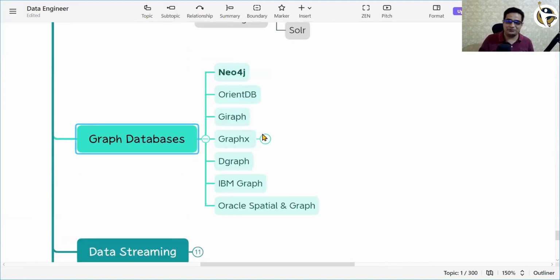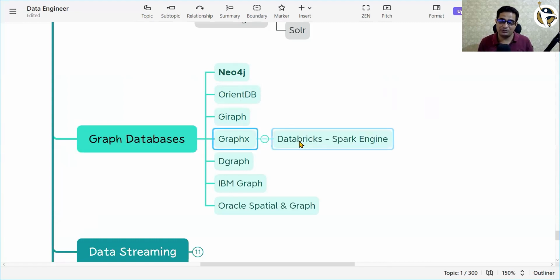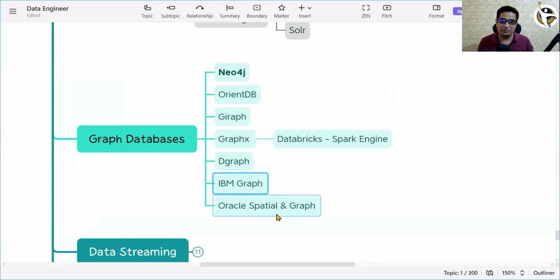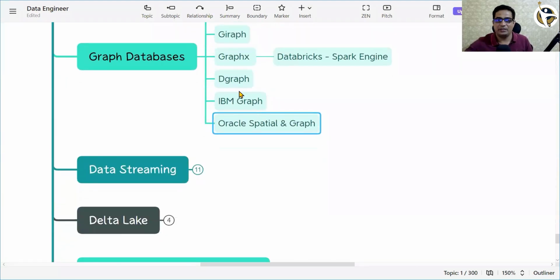Then we see lots of graphs, and there are certain use cases, like from one coordinate to another coordinate, how to travel the shortest path, and many other solutions where graph databases are used extensively in the industry. That's where Neo4j is a very popular graph database. OrientDB, Giraph is another popular one. GraphX is something which is related with Databricks, the Spark engine. Then Dgraph, IBM Graph, Oracle Spatial and Graph. These are some of the graph databases. Again, there are many others, but I have selected just the topmost components here.